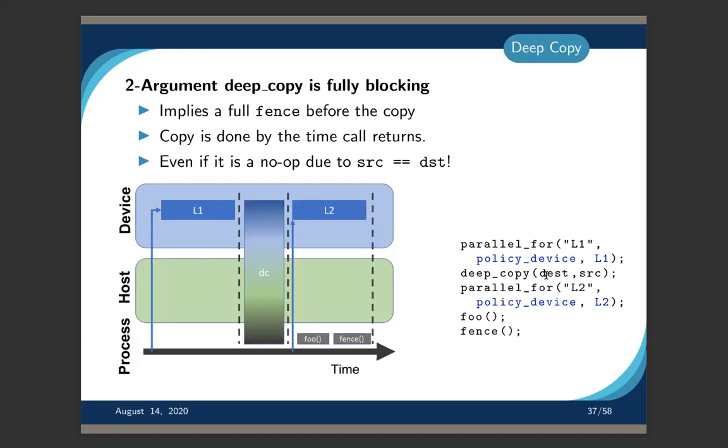It means not only that you're allowed to deep copy here, your source is something L1 could have modified. It also means that L2 can rely on dest being updated correctly. So both L1 can modify source and L2 can read dest. That is legal. A deep copy with just two view arguments implies a full fence. It also implies a full fence if the deep copy happens to be a no-op because source is the same as dest.